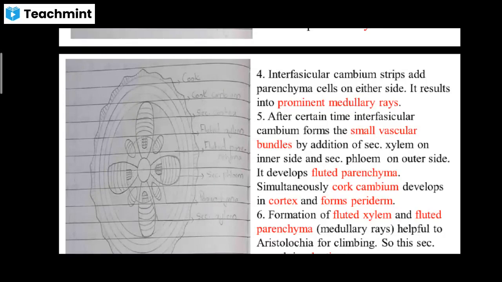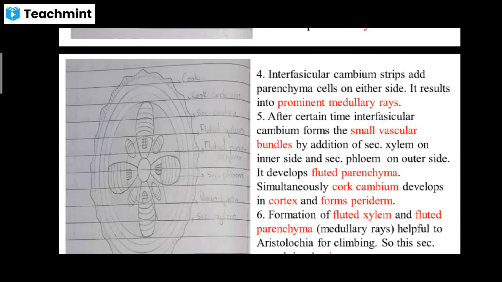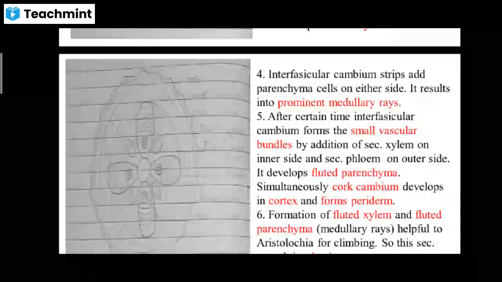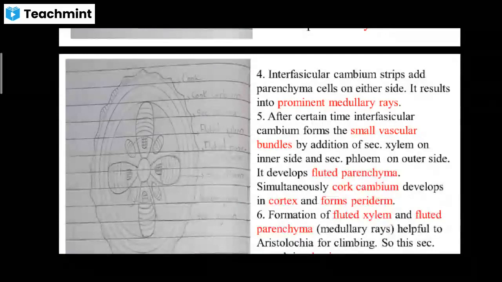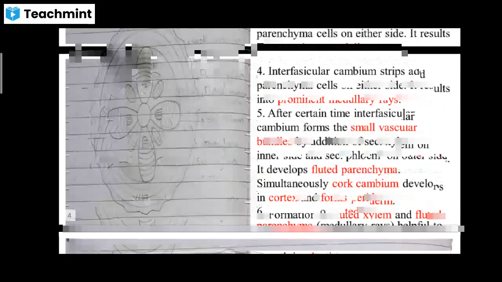Simultaneously, the cork cambium develops in the cortex and they form sclerenchyma. As you know, just as secondary growth happens in the vascular bundle, similarly, at the same time, at the cork region, a cork cambium ring will be developed. The formation of the fluted xylem and fluted parenchyma, that means the medullary rays, helps the plant Aristolochia for climbing.